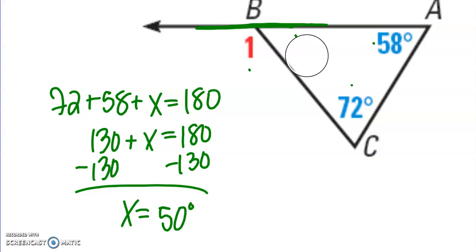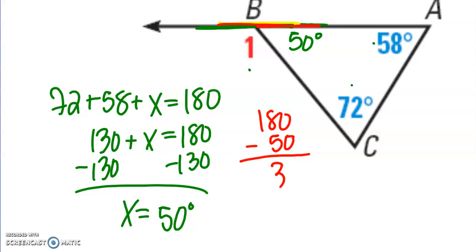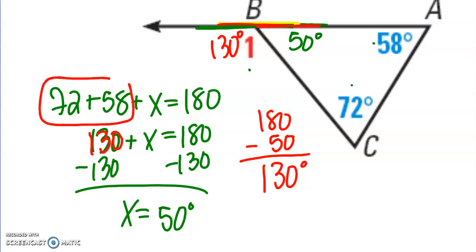So this angle measure here is 50 degrees. So to find the measure of angle 1, we can take 180 minus 50, since they're a linear pair, and that leaves me with 130 degrees for the measure of angle 1. Now that was a lot of work, and you can do it that way every time, but where else did you see 130 degrees in this problem? Right here. When you add together these two angles, we got 130, and that is not a coincidence.